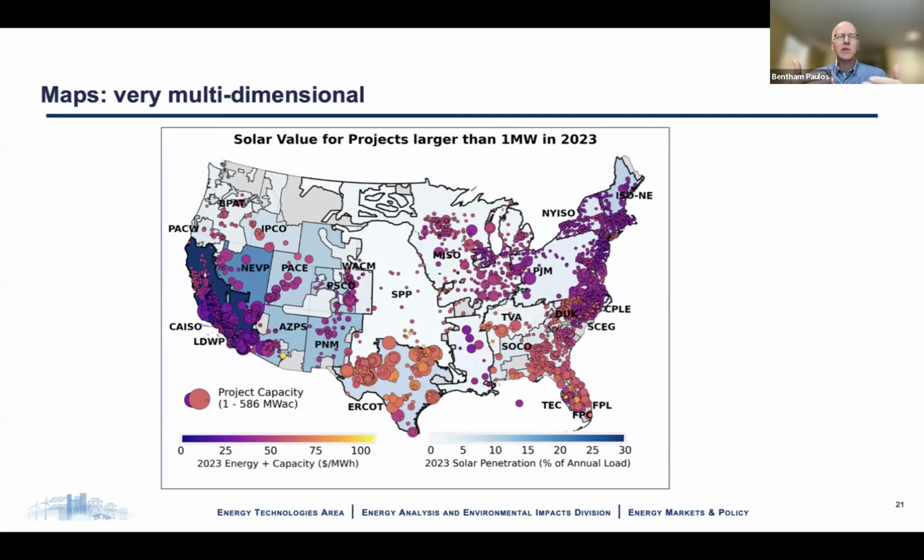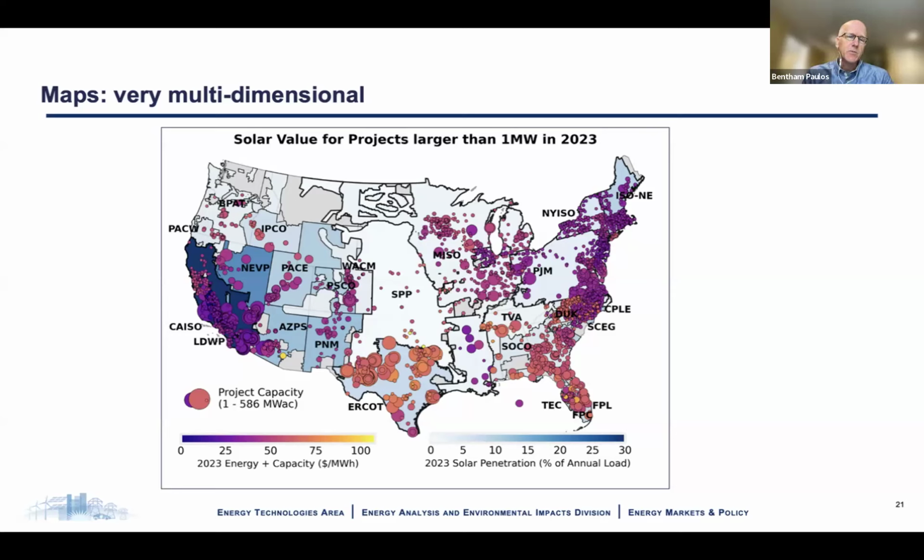Then on top of that base layer are all the dots. The dots are color-coded according to the capacity value, which is the value of the energy and of the capacity in terms of dollars per megawatt hour. So dark colors have lower value. Yellowy, orangey colors have higher value.